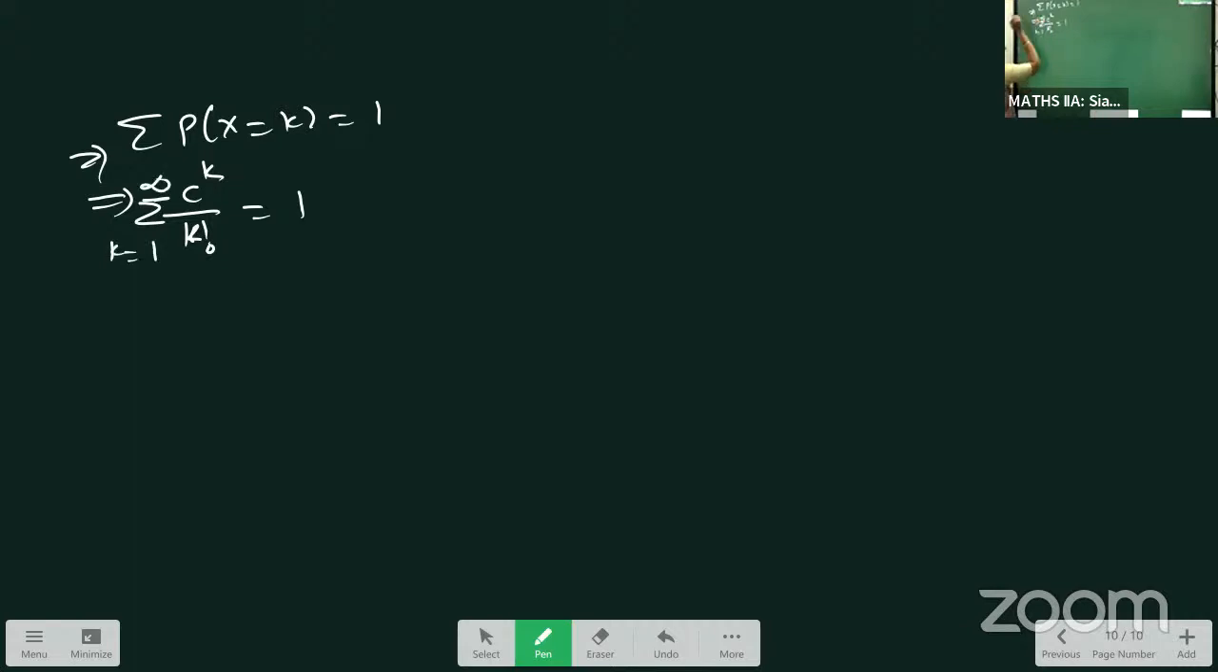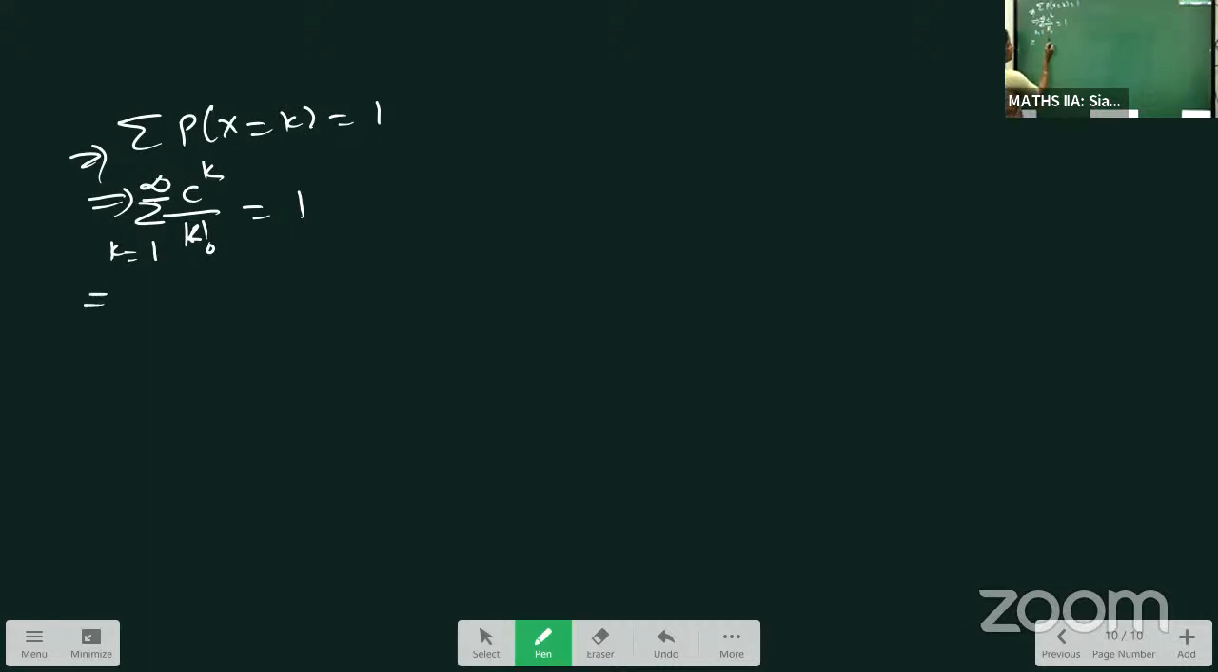Sigma P of x equal to k, k equals 1 to infinity, is equal to 1. P of x equal to k value, what is given? C power k by k factorial is equal to 1. Write sigma as it is. K values are given, so k equals 1 to so on. So on means it is nothing but infinity. So now come on, apply the formulas.